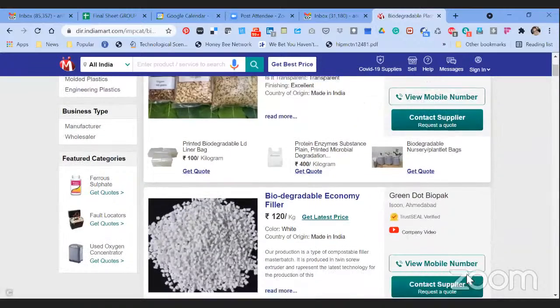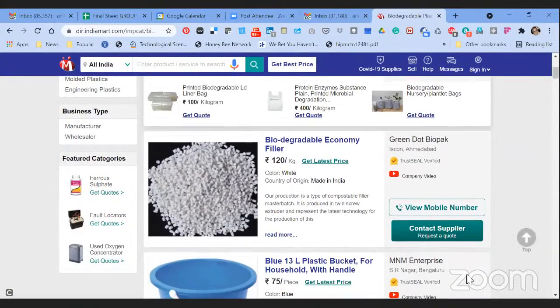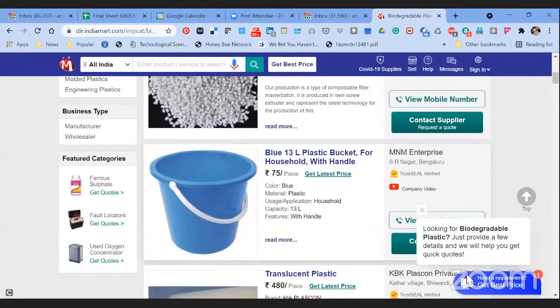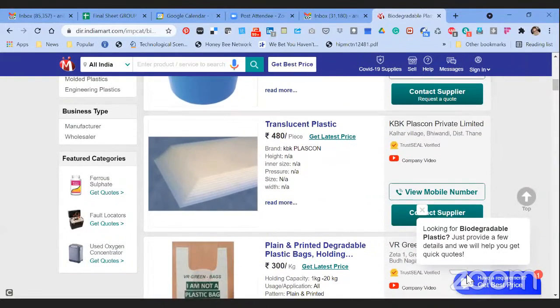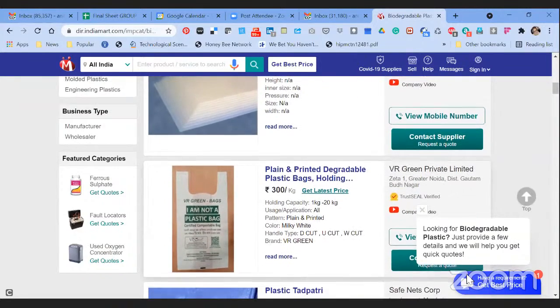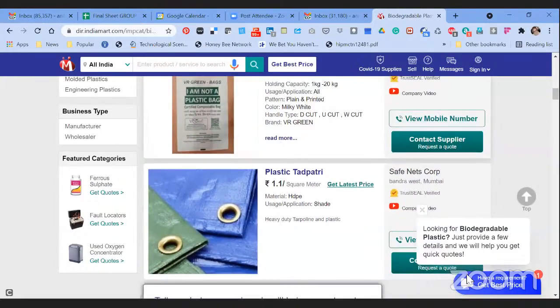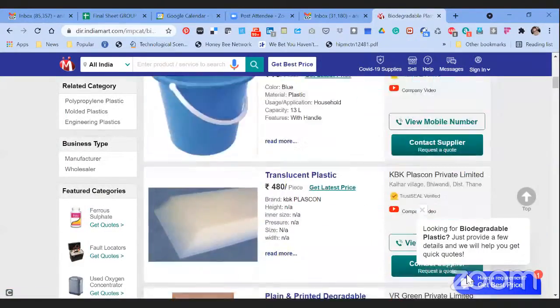Are you able to see the list? I can show you. Biodegradable economy filter, 120 rupees a kg. 75 bioplastic, this you can leave out. Translucent plastic, degradable plastic bags, 300 rupees a kg. All of these are given there. Please find out. You will search more.